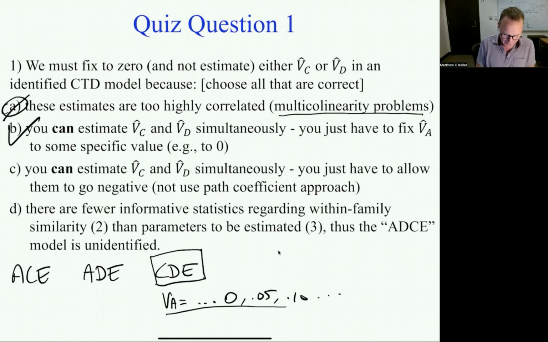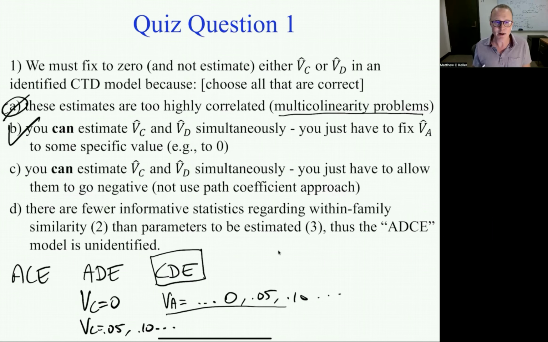I should note here in the ADE model, by convention, we're fitting VC as 0, but we could have fit VC to equal 0.05 or 0.10 or whatever we wanted, and then still fit an ADE model that would have been identified. And by the same token, with an ACE model, we could have fit VD to be 0.05 or 0.10 or whatever we wanted to assume, and the ACE model would have still been identified. Okay.